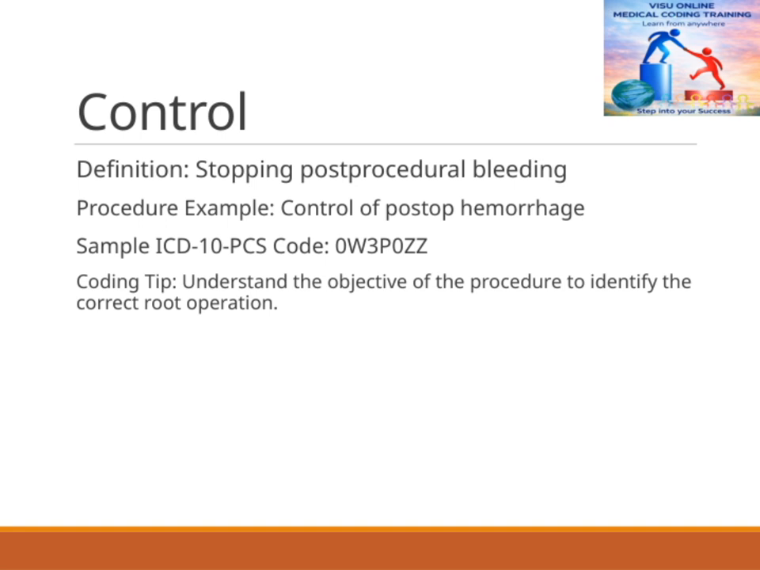So, in summary, when you're coding procedures for stopping post-procedural bleeding, always remember the main goal is to control the hemorrhage, and understanding that objective will guide you to select the correct code. This aligns perfectly with our overall theme of accurately capturing the intent and technique of each procedure for proper documentation and billing.